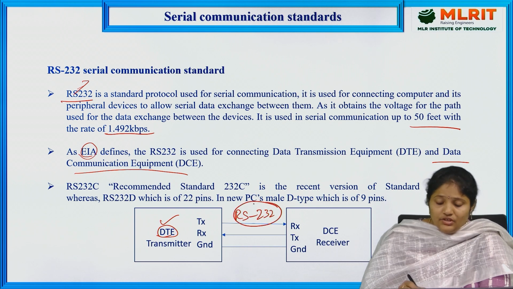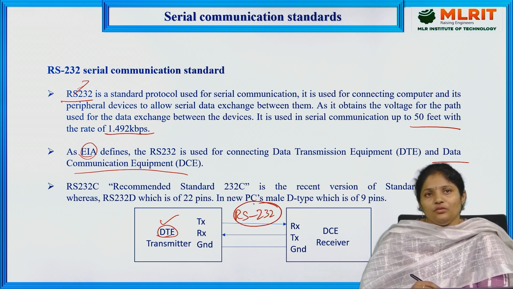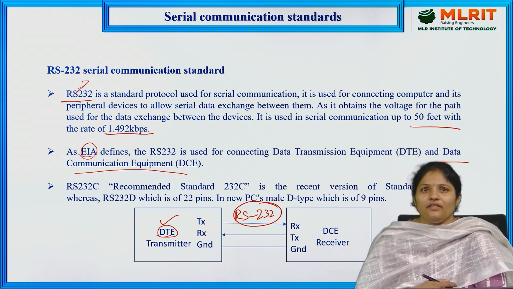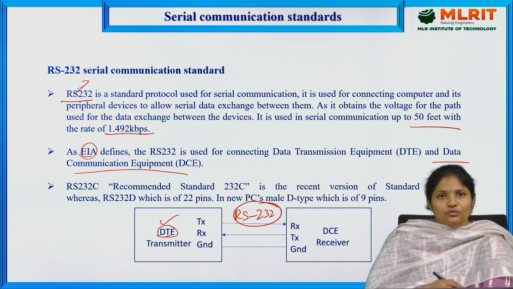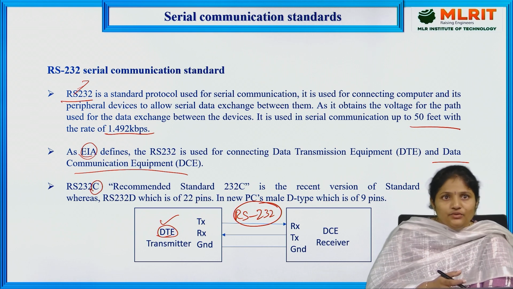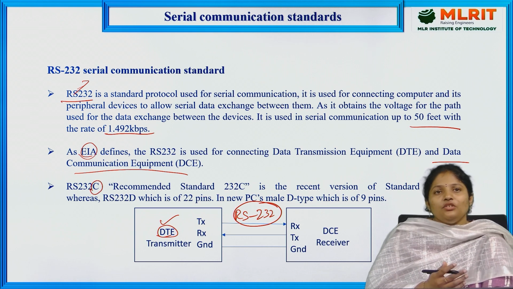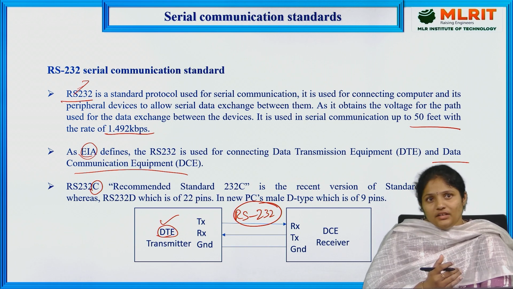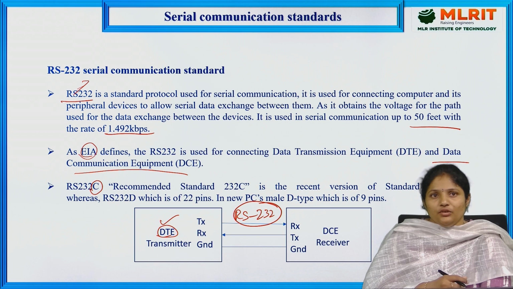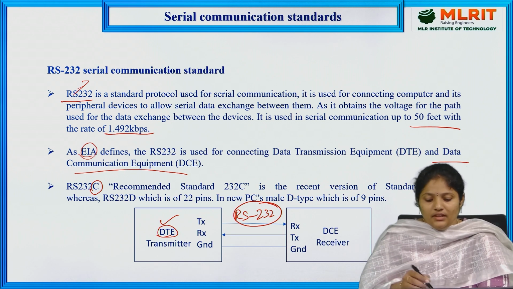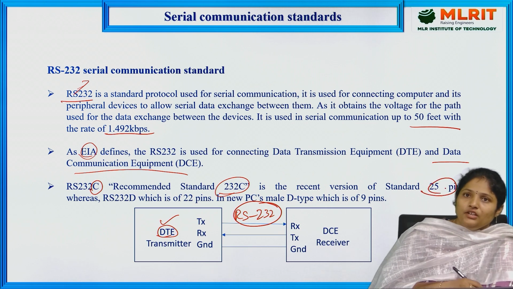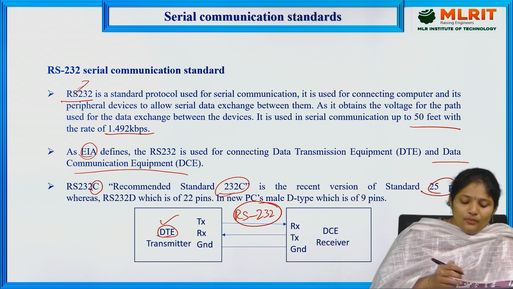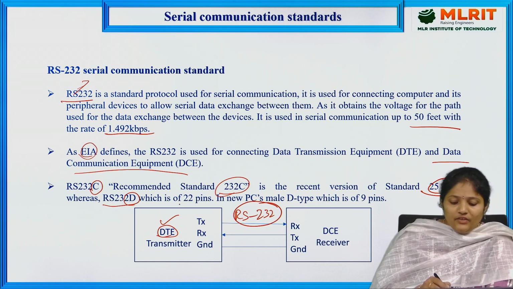So this is the RS-232 standard, which is used to transmit data between two processors or between a processor and other peripheral devices. Nowadays we are using RS-232C to interface the processor with other communication devices. In the recent version, RS-232C has 25 pins, whereas RS-232D has 22 pins.